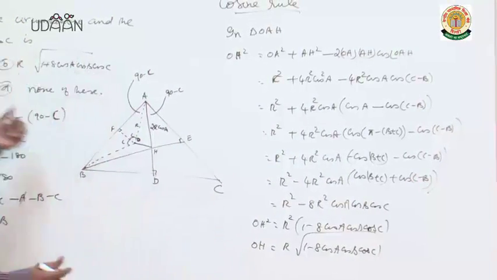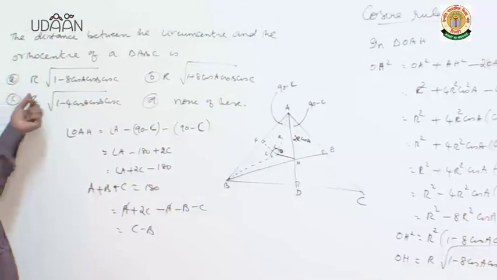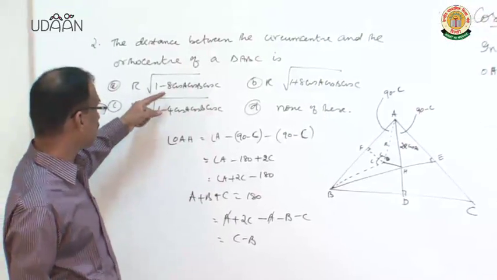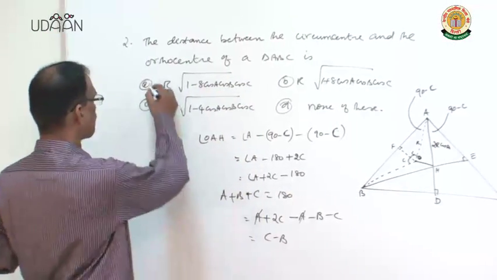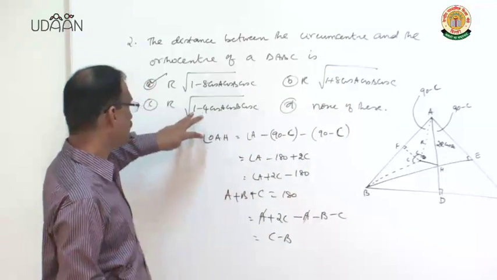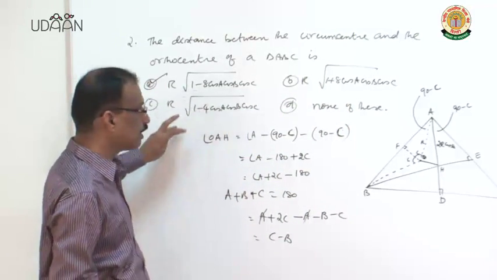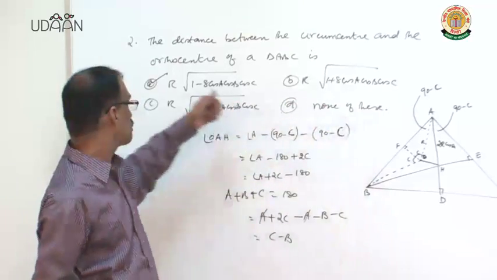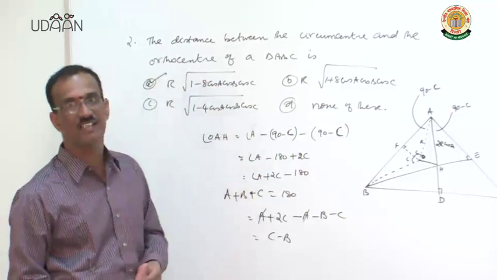Now let us see the options we have here. R into root of 1 minus 8 cos A cos B cos C, so this option is right. The next one is 1 plus, it is not. Another one, 1 minus 4, so it is also not, and none of these is also not. So we have option A as the correct one.